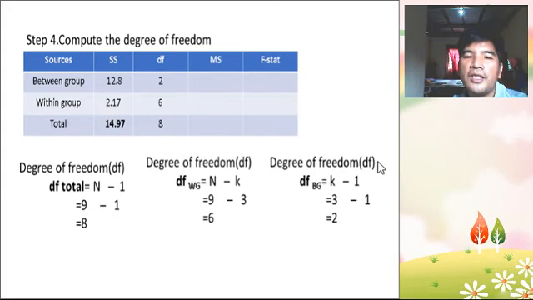For the degree of freedom for between group, BG, how did we get 2 here? The formula is K minus 1. K is the number of treatments. There are only 3. So 3 minus 1 equals 2. That's why this is equal to 2. So this is how to compute the degree of freedom.